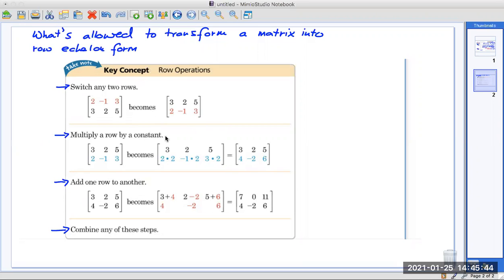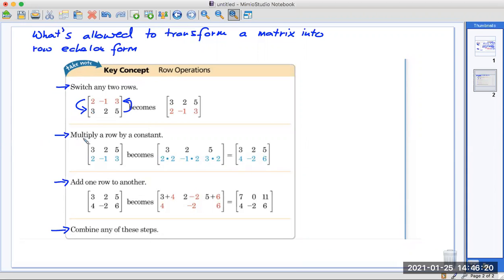If you did part of the lesson, you know that these are matrices. These are the rows, and the columns are vertical. These are row operations. You can do the following things to transform a matrix into what's called row echelon form, which is when you have solved your system of equations. You are allowed to switch any two rows. This is from your Savvas Realize platform. You can just switch them.